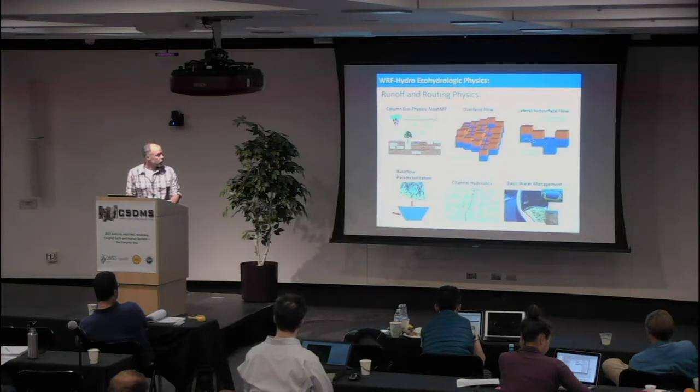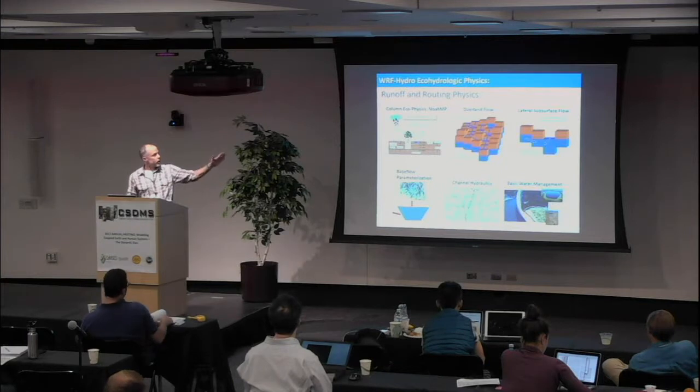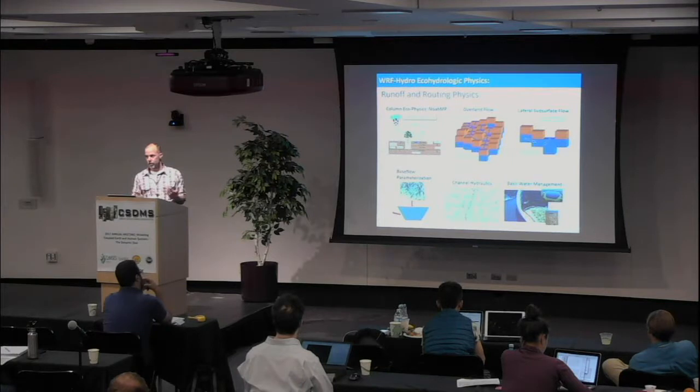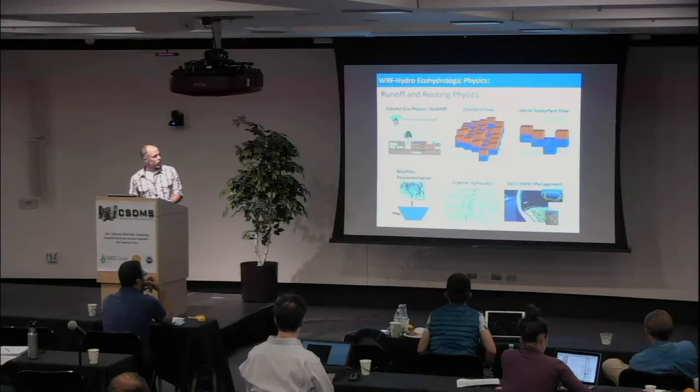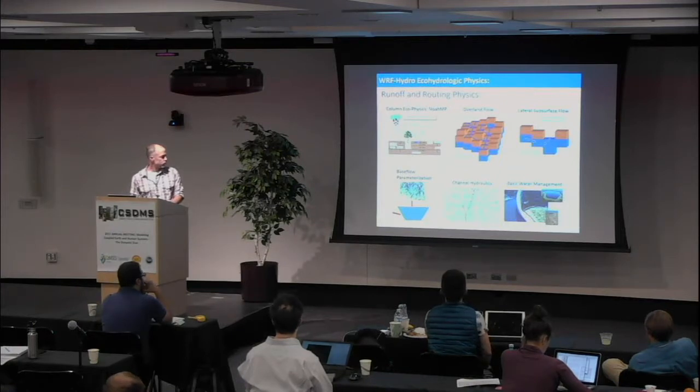So here's a closer look at the physics in a schematic sense. We've got the column land surface model, which is called NOAA-MP, NOAA Multiphysics Land Surface Model, that comes from the atmospheric science land surface modeling community. That interfaces with a gridded overland flow methodology, which uses a steepest descent of diffusive wave equations associated with it. There's a lateral saturated subsurface flow module that's hooked in on that high resolution grid as well to do basically shallow vadose zone saturated transport.